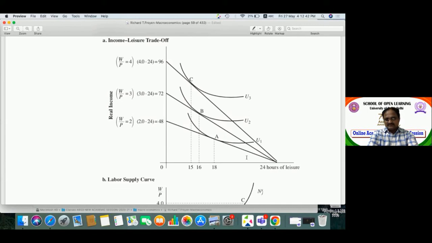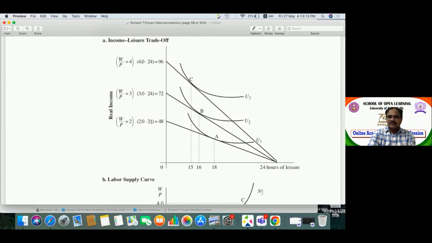Okay, if he takes more leisure, if his leisure is 18 hours, how many working hours is that, dear students? Out of 24, 18 hours of leisure means 6 hours of work. If you work 6 hours and 18 hours is leisure, what is his wage rate? His wage rate is 48. Got the point? So why is it 48?